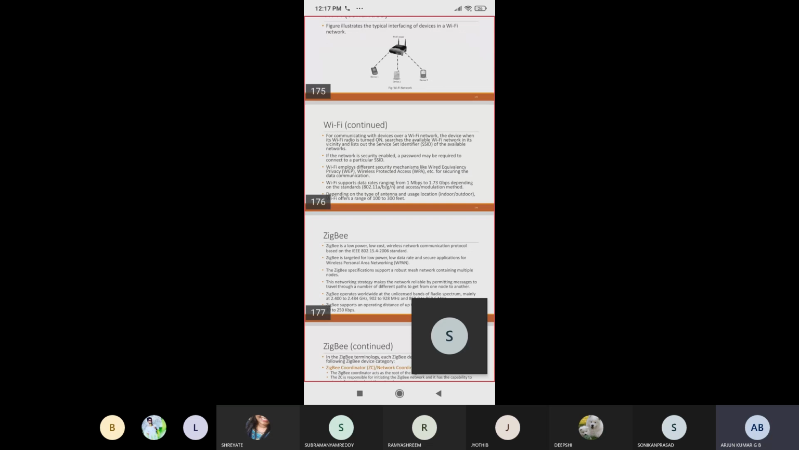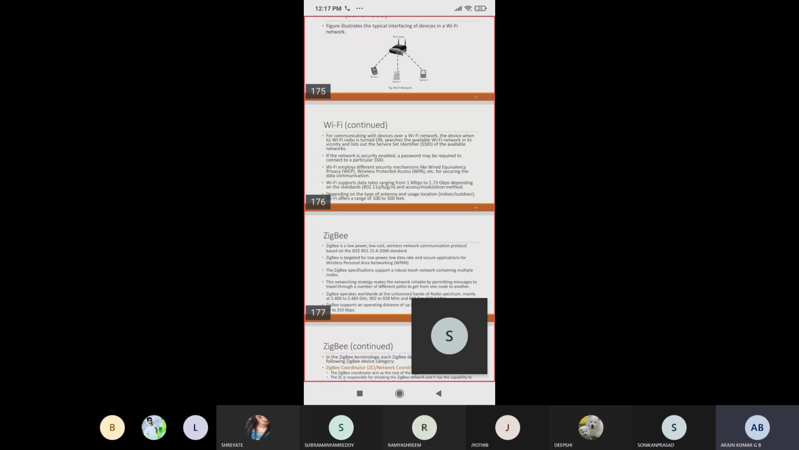Okay, initially it is off. If you want to use Wi-Fi, it should be turned on, and it searches for available Wi-Fi networks near your mobile. Then it shows the networks in its vicinity and lists out the service set identifier of each available network.